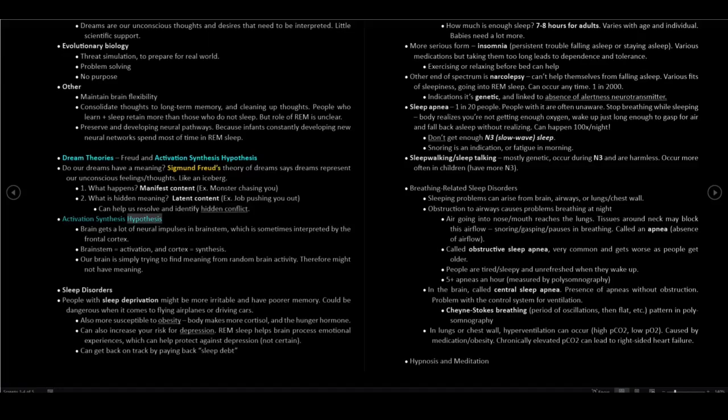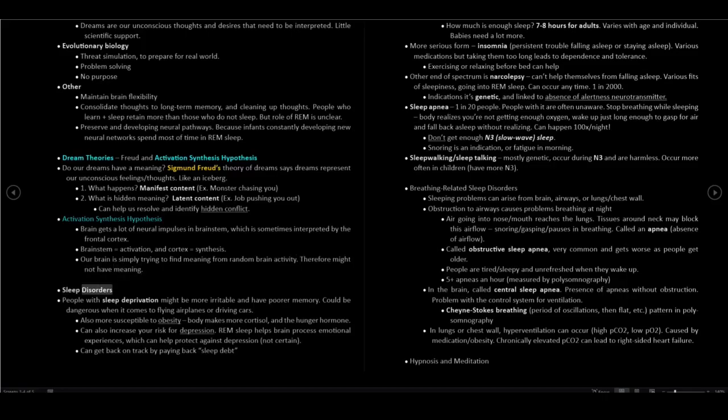Activation synthesis hypothesis. The brain gets a lot of neural impulses in the brainstem, which are sometimes interpreted by the frontal cortex. Brainstem equals activation, and cortex equals synthesis. Our brain is simply trying to find meaning from random brain activity. Therefore, dreams might not have meaning.